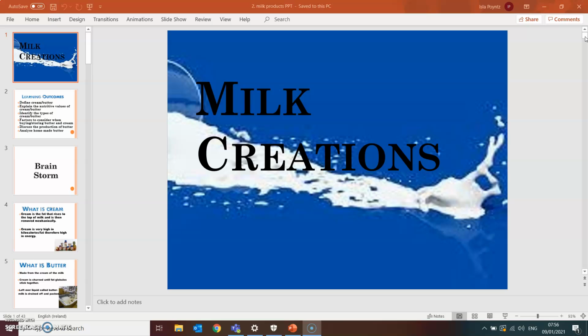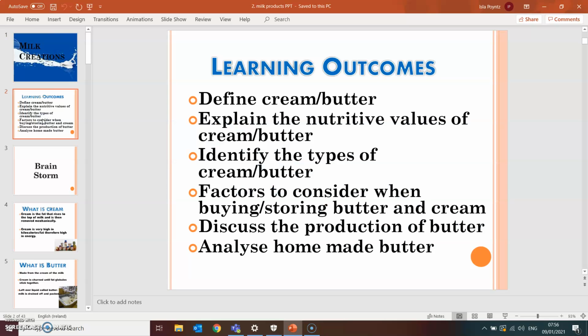Okay, so we're going to start off here looking at our milk creations. Now I'm just moving here to the second slide. So it just has a little look at the learning outcomes for the first part, so the cream and the butter. So being able to define cream and butter is very important. So the definition, so in terms of little short questions, knowing what is cream, what is butter. So just strip it back to the basics.